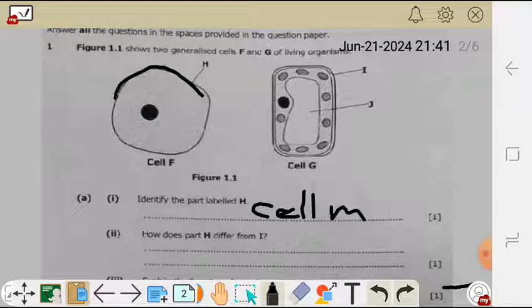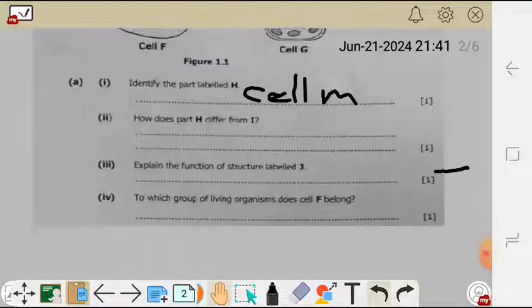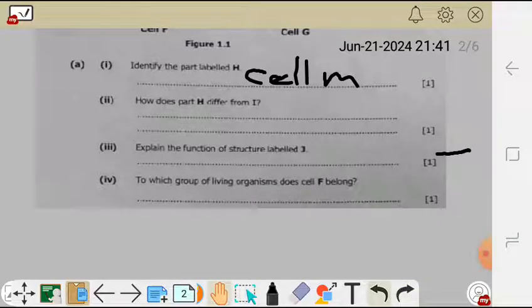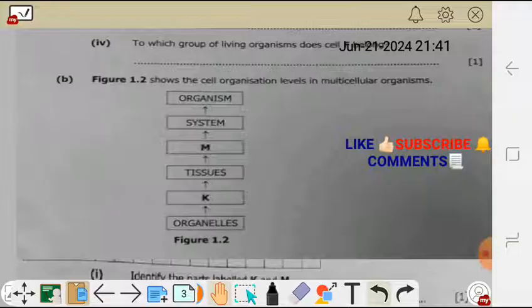Why? Because it has an irregular shape, and on top of that, it only has the cell membrane as its outer membrane. So that is the animal cell. So it belongs to the group of organisms called animals. So okay, we are done with question 1A. Okay, so we'll move on to question 1B.